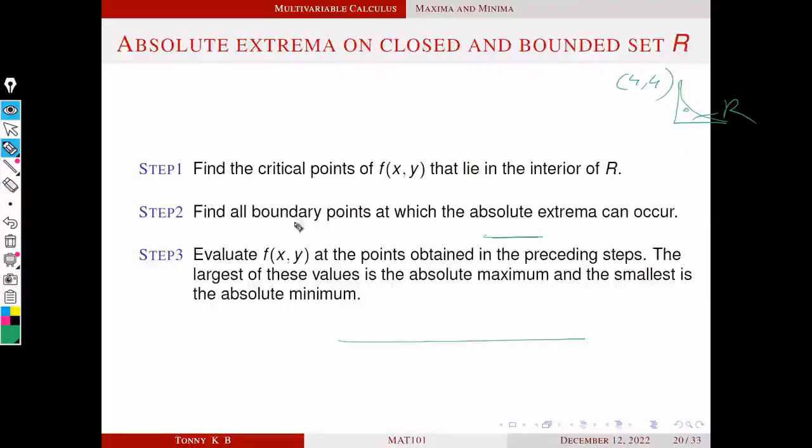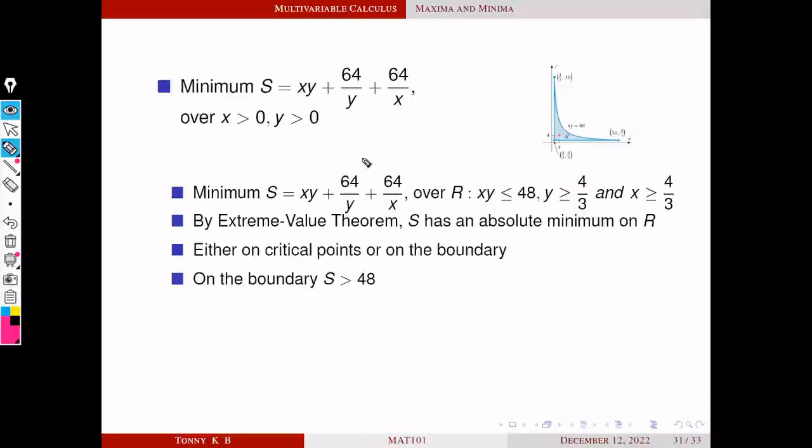And find all the boundary points at which the absolute extremum can occur. If there is a possible extremum on the boundary, then we have to identify those points. But in this case, there is a slight difference. After that, we have to find the absolute minimum and absolute maximum from those points. In this case, on the boundary, what happened?